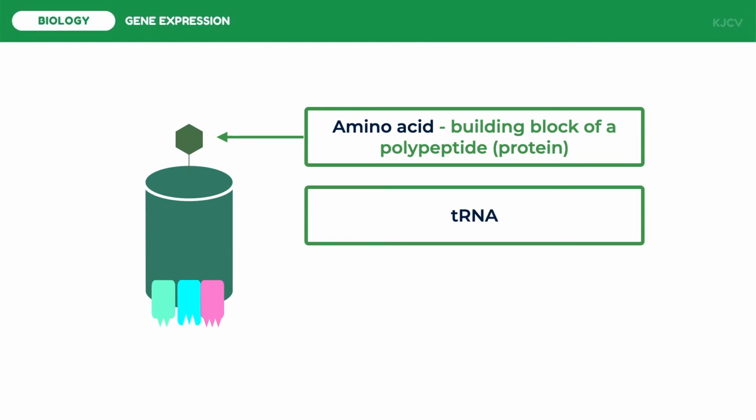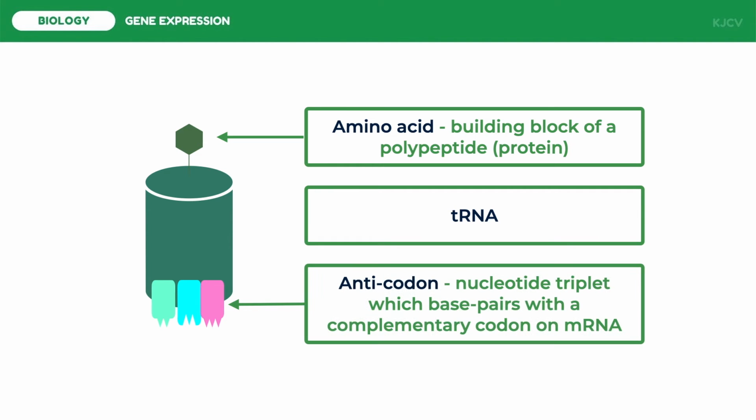At the other end of the tRNA is a nucleotide triplet called an anticodon, which base pairs with a complementary codon on mRNA. For example, if our codon in the mRNA is cytosine, cytosine, cytosine or CCC, the anticodon in the tRNA is guanine, guanine, guanine or GGG. The tRNA with a specific anticodon brings an amino acid based on the genetic code chart. A codon table can be used to translate a genetic code into an amino acid sequence.